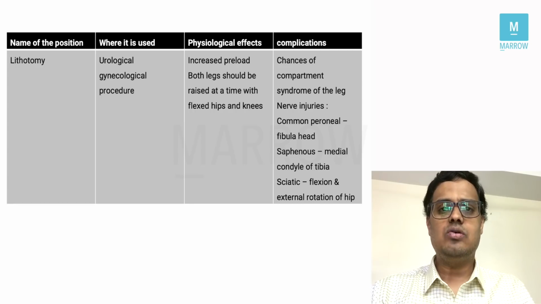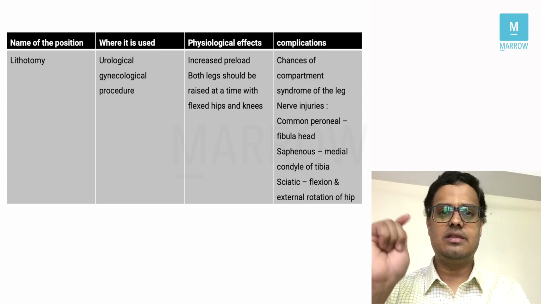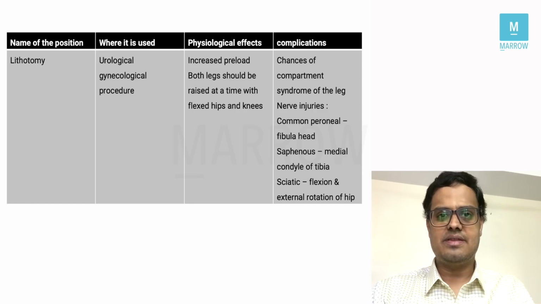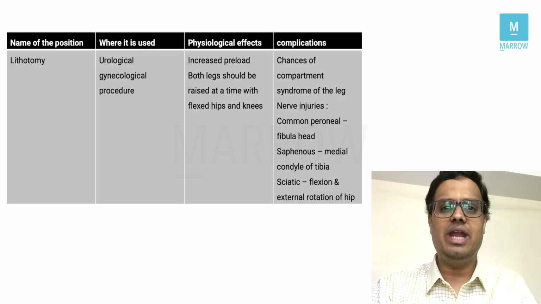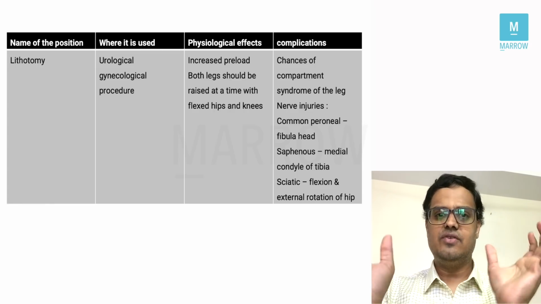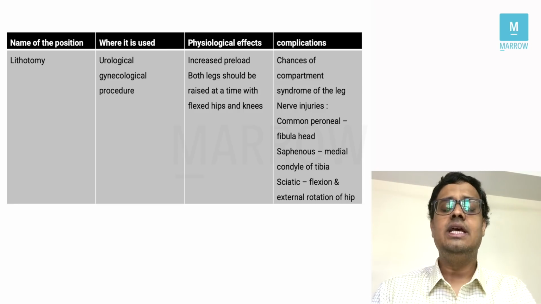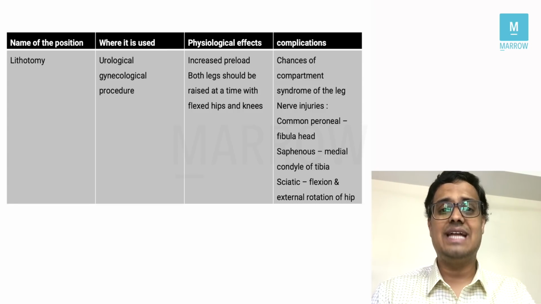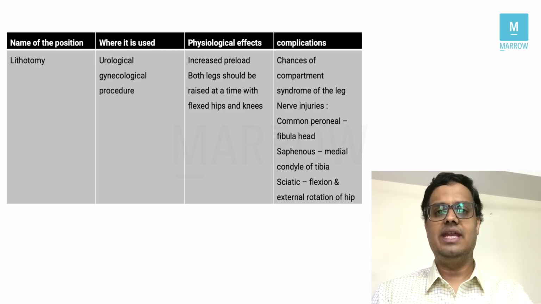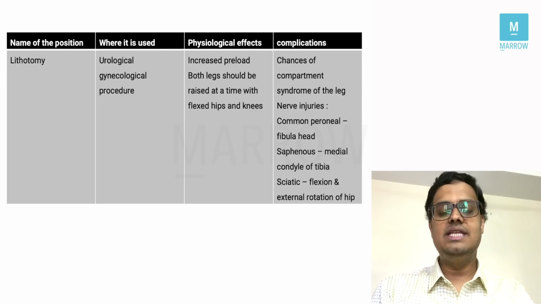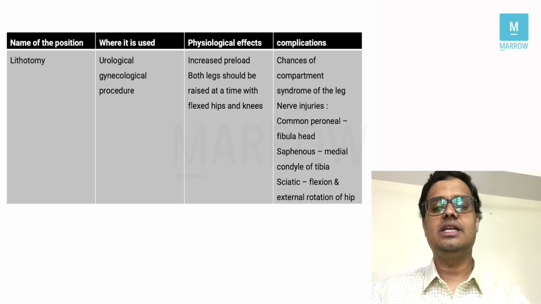The most common nerve that is compressed in a patient kept in lithotomy position is the common peroneal nerve, which encircles the fibular head. It can be compressed and can lead to foot drop in the post-operative period. Or sometimes the saphenous nerve, which comes near the medial condyle of the tibia. Or sometimes, when you flex the hip joints along with external rotation, there can be chances of compression of the sciatic nerve also. So you should be very, very careful. You should change the position of the patient under anesthesia very gently. Right? So this is the second position, the lithotomy position.